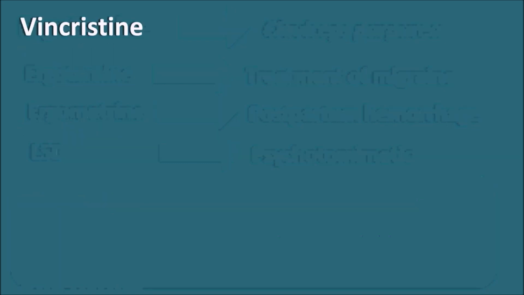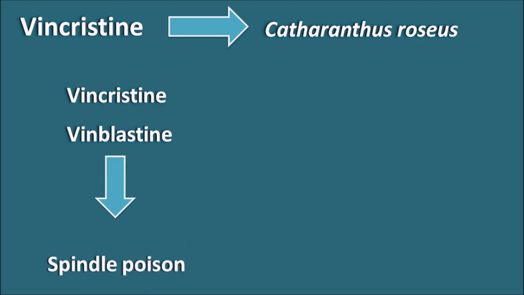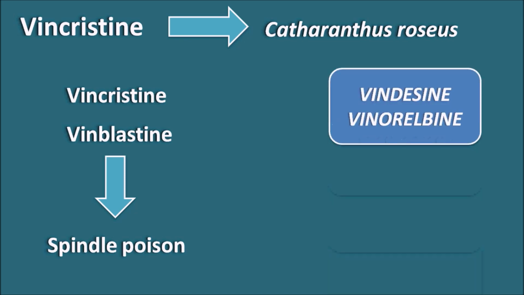Next one is vincristine. Vincristine comes from the vinca alkaloids of Catharanthus roseus, and we have two drugs here, vincristine as well as vinblastine. Both of these are natural products. These drugs act like a spindle poison and they inhibit the polymerization of the beta tubulin into microtubules. As the microtubules are not formed, the mitotic division is inhibited. So these two drugs are used in the treatment of lymphocytic leukemia as anti-cancer agents. Drugs like vindesine and vinorelbine are the semi-synthetic derivatives of the vinca alkaloids.